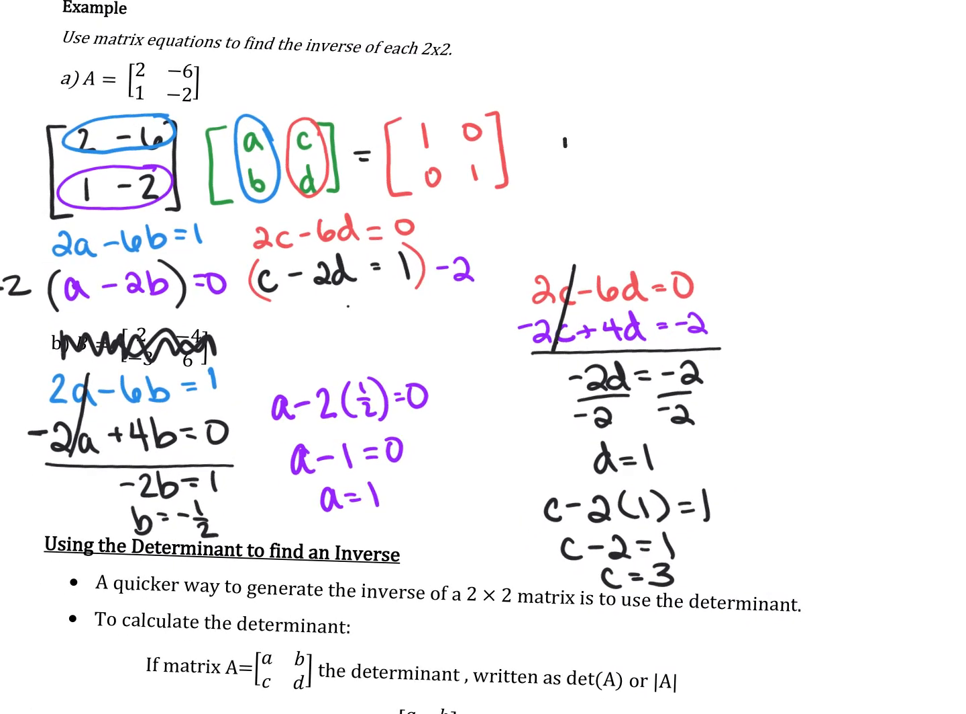So with that, here's the inverse. We call it A inverse. A inverse is equal to, the A variable is 1, the B variable, -1/2. The C variable is 3. The D variable is 1.